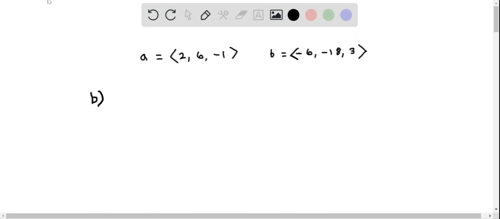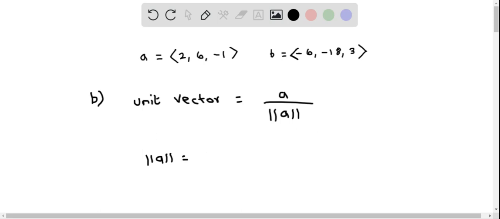In part B, we determine a unit vector that is parallel to A vector, and we can use a formula to determine it. This is given by the formula A vector divided by the magnitude of A vector. So first, let's find the magnitude of A vector. The magnitude of A vector equals the square root of the sum of the squares of the corresponding vector components. So we take the square of 2, that is 2 squared, and then 6 squared, and add them. Then the last component is negative 1. We take the square of this one, and we then have to take the square root.